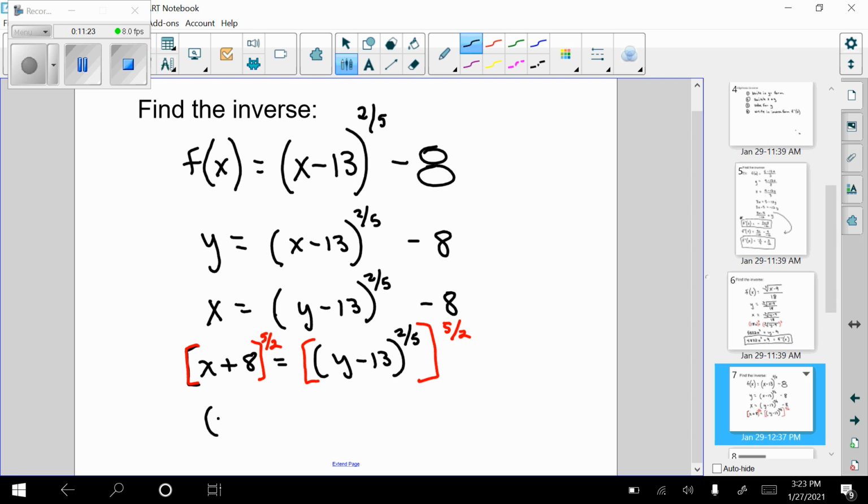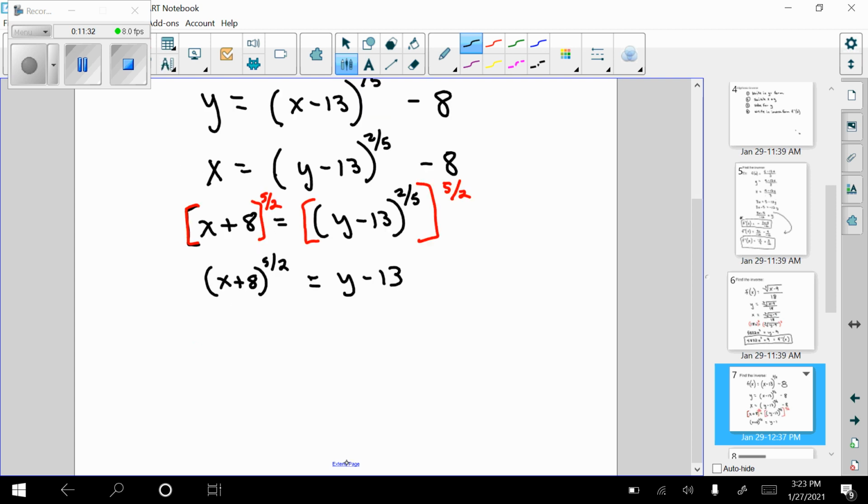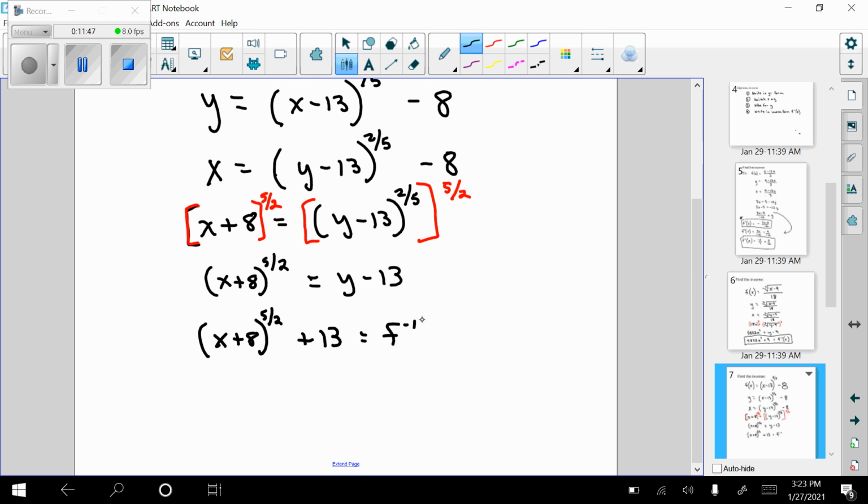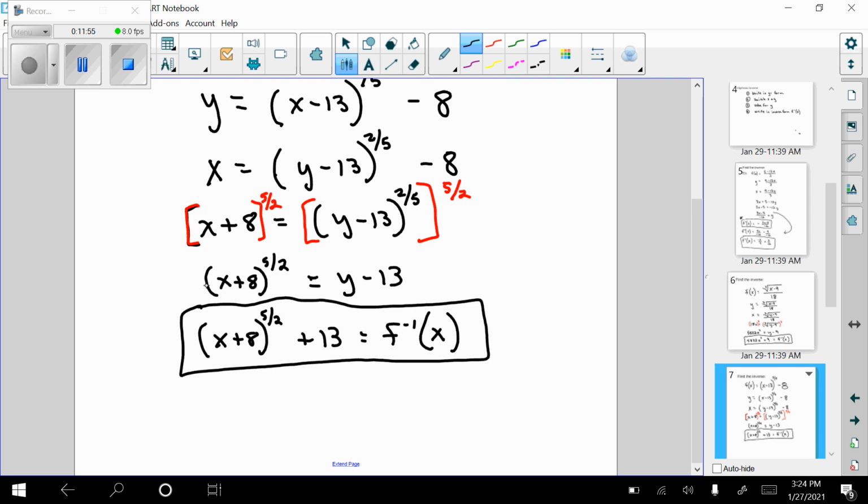So I have x plus 8 to the 5/2 equals y minus 13. So if I add 13 to both sides, I have x plus 8 to the 5/2 plus 13 equals f inverse of x. Okay, so remember that power of 5/2 is the same as the square root of x plus 8 to the 5th, but it's just as simple to leave it to the 5/2 power.